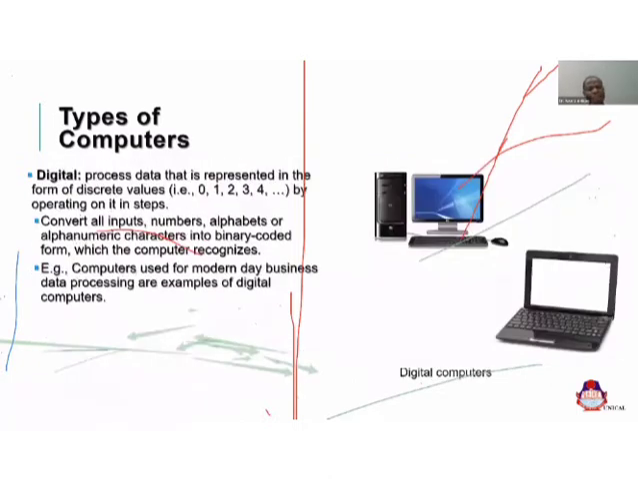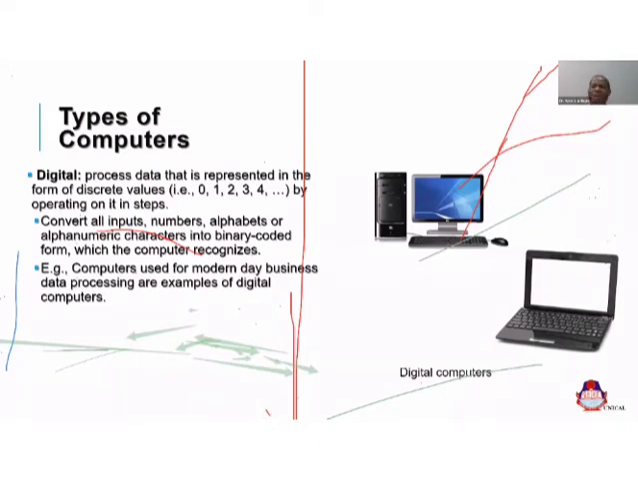Now we look at digital computers. A digital computer naturally processes data that is represented in the form of discrete values. Discrete values are numbers that are non-fractional, such as 0, 1, 2, to infinity. There's no fraction. So these ordered numbers are called discrete values. Digital computers process data that is represented in this form, and operate on this data step by step.